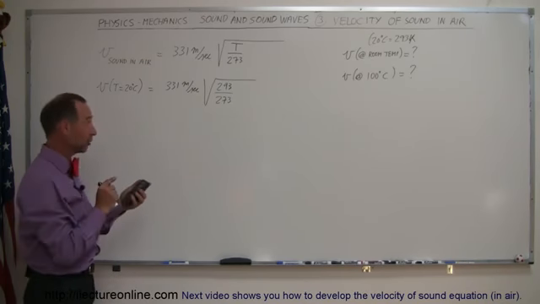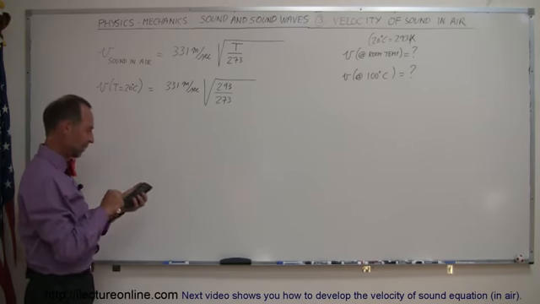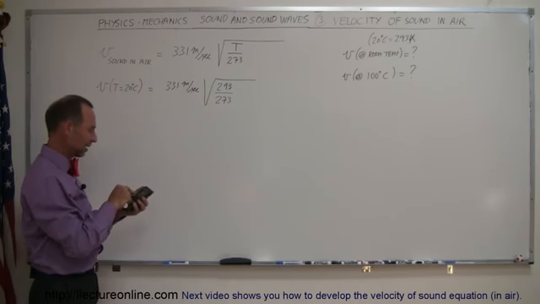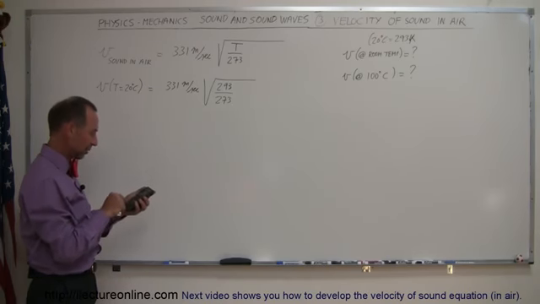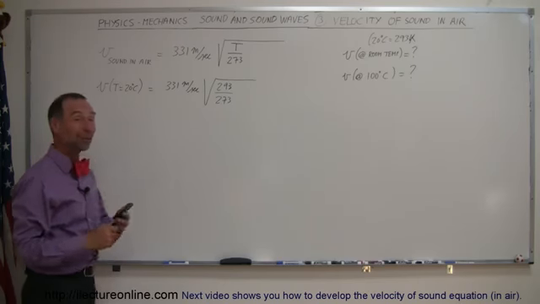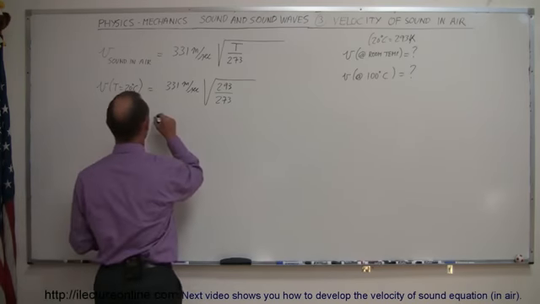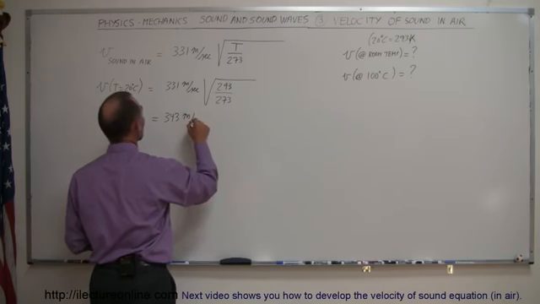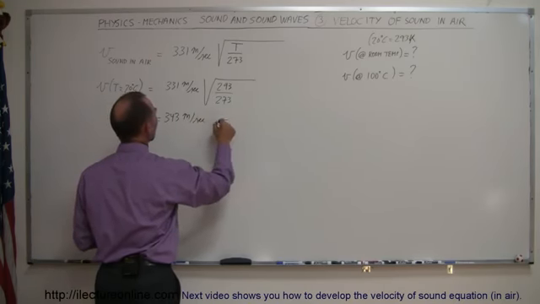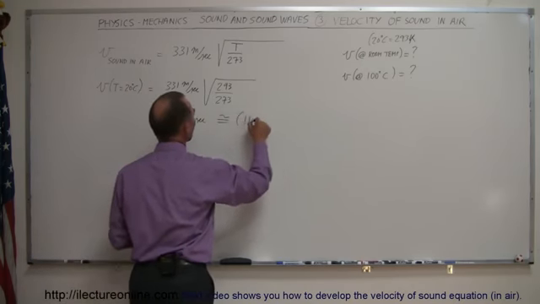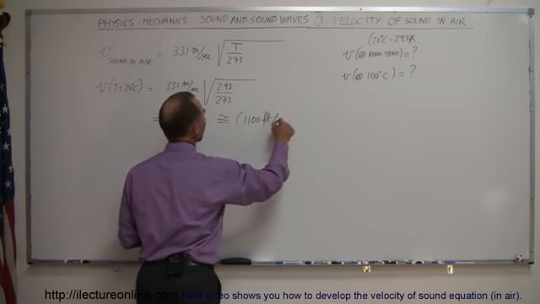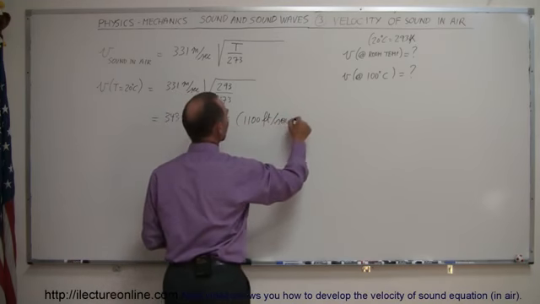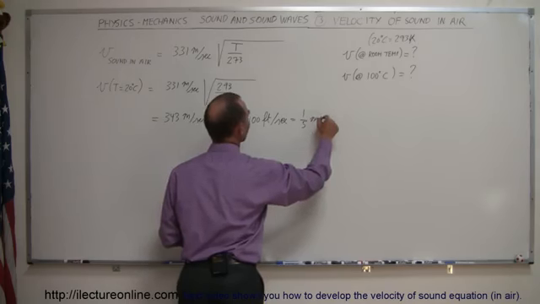Oh, let me try it again. I didn't do that right. 293 divided by 273 equals, take the square root, multiply it times 331, and we get 343 meters per second. So at room temperature, the speed of sound is 343 meters per second, which is approximately equal to 1,100 feet per second, which is approximately equal to 1/5 of a mile per second.